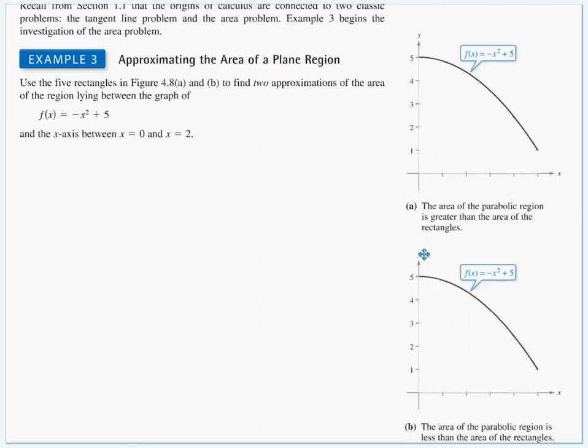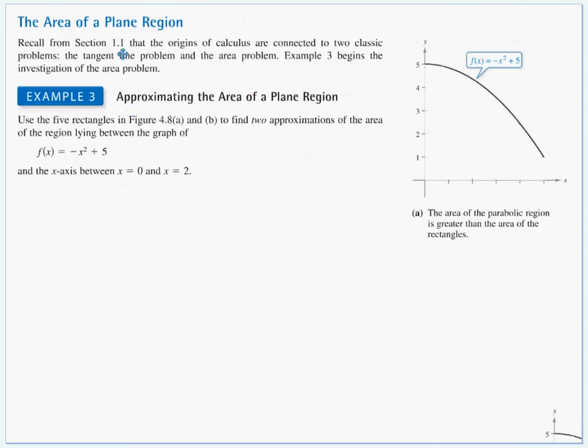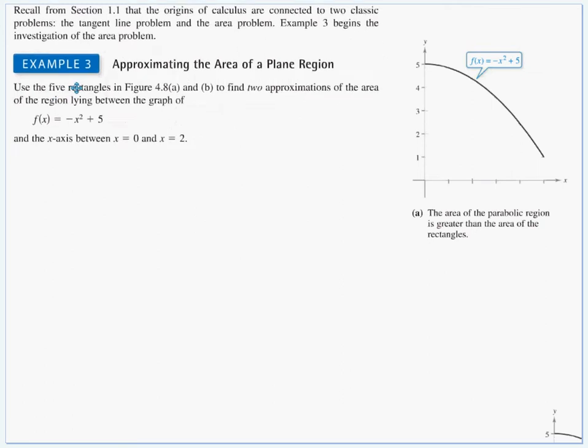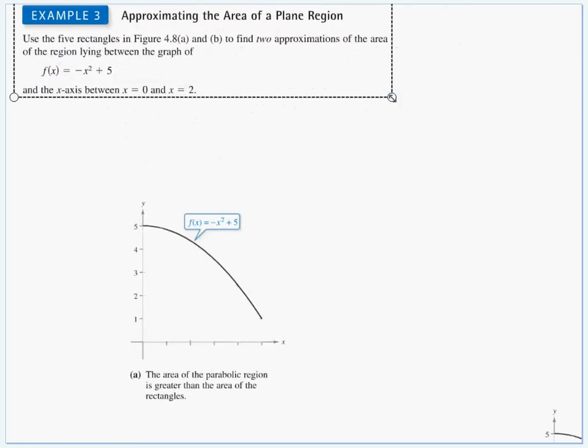So what I'm going to do here, I'm just going to move this down out of the way. Recall from 1.1, way back in chapter 1, the origins of calculus are connected to two classic problems, the tangent line problem and the area problem. Example 3 here begins the investigation of the area problem. So let me make this a little bigger.